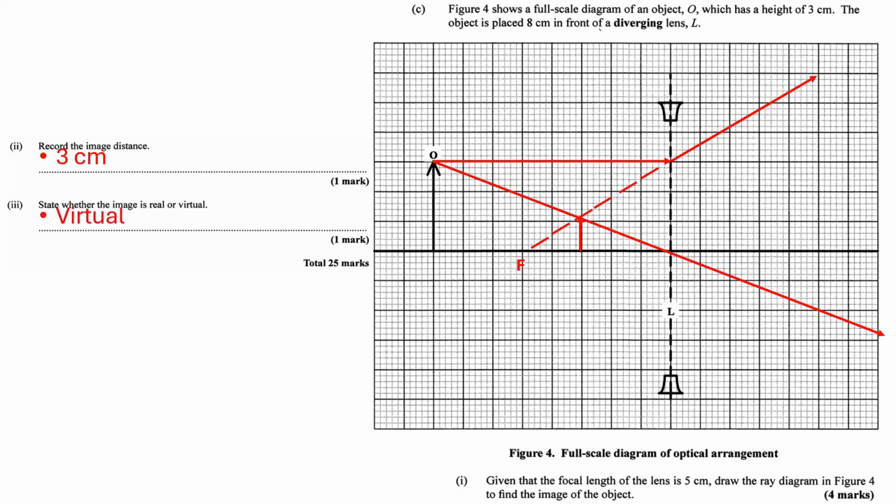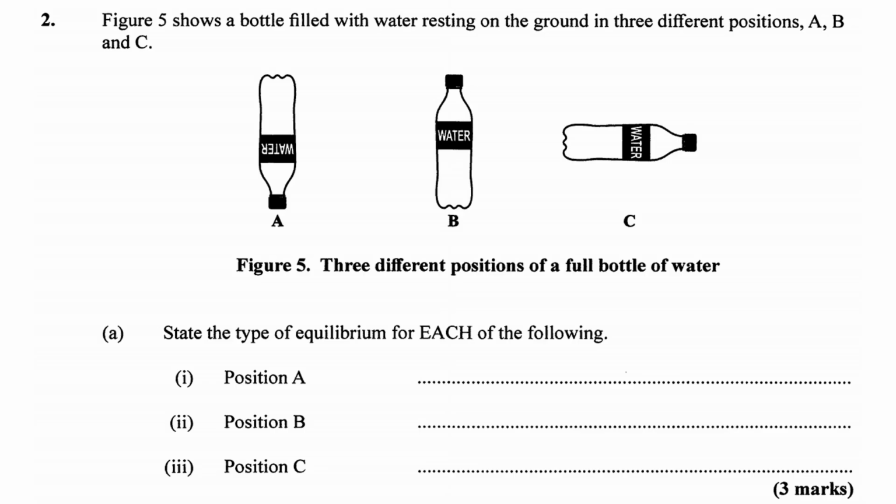How do we know? Well, it's because that light ray that we use with the dotted lines means it's a virtual image. Besides that, you could also know that it's going to be a virtual image because diverging lenses only produce virtual images. And that's it for question 1.